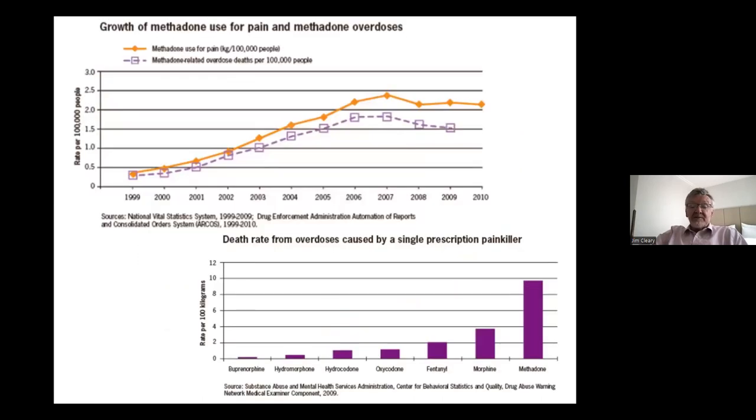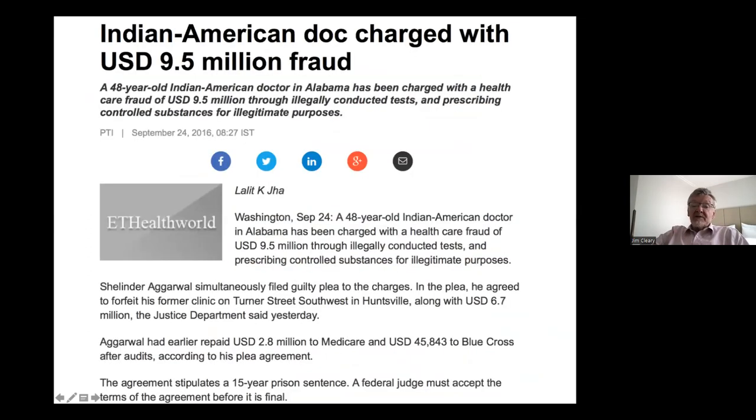And here is again some more data, death rate caused by single prescription medicine. Methadone was much, much higher, based on the pharmacology of what we know about it. Here we have, and I know I'm talking to a largely Indian audience now, an article I pulled out, and it was not based on the nature of Indian American doctors. It was just one example.